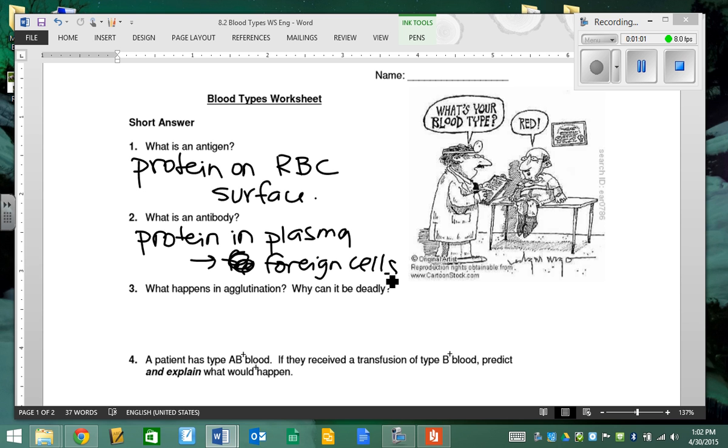What happens in agglutination and why can it be deadly? Would anyone like to tell me what that is? Fancy science word? Yes.